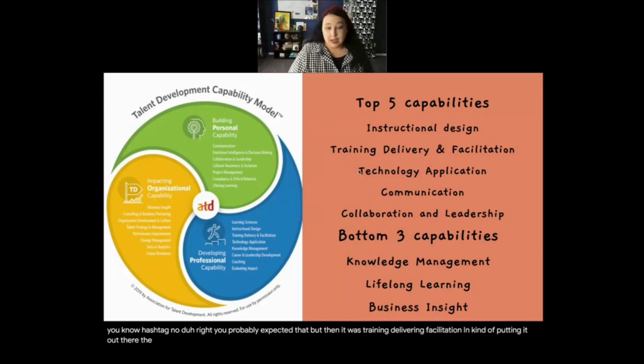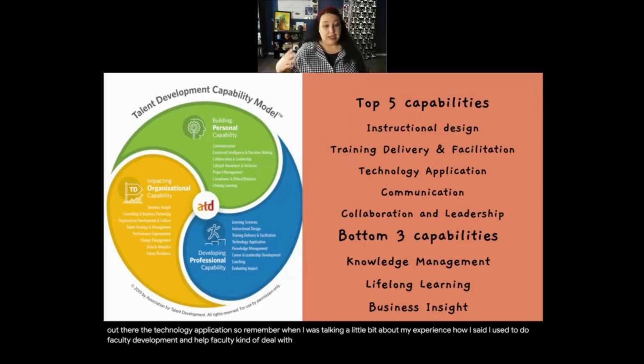The technology application. So remember when I was talking a little bit about my experience, how I said I used to do faculty development and help faculty kind of deal with technology. If you feel good about that, then instructional design is a beautiful fit for you, because I'm seeing more and more, especially the last couple of years, of developing learning experiences around using software and using learning technologies, because people like to have a good baseline going forward. And sometimes that's included with the vendor's customer success program, but not always. A lot of times it has to be made in-house.